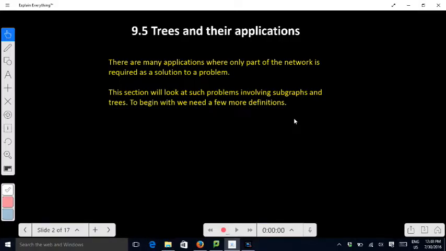How's it going, everyone? Welcome to the fourth part of networks and graphs. Today we're going to have a look at trees and their applications.